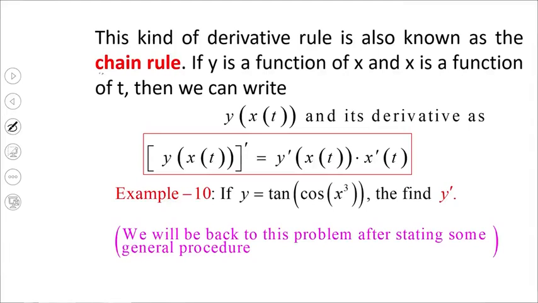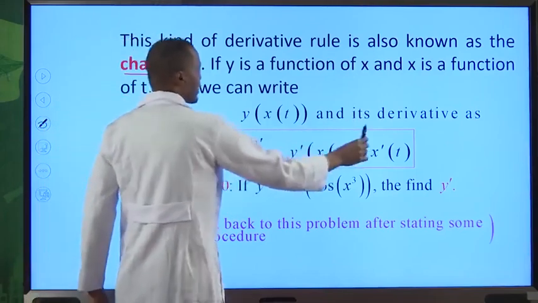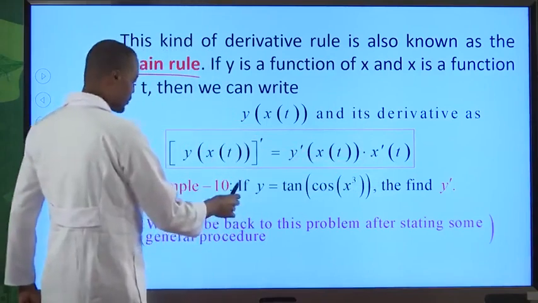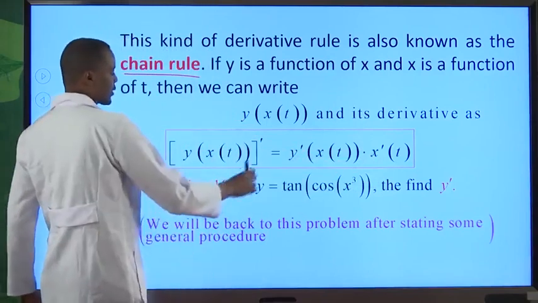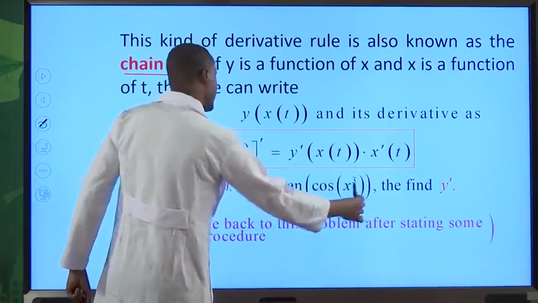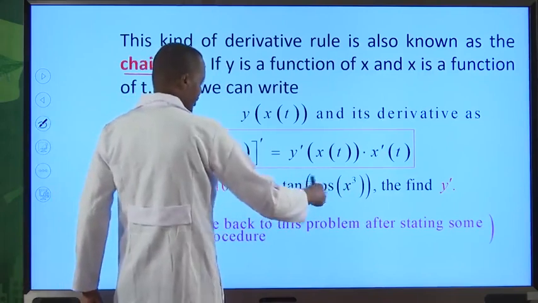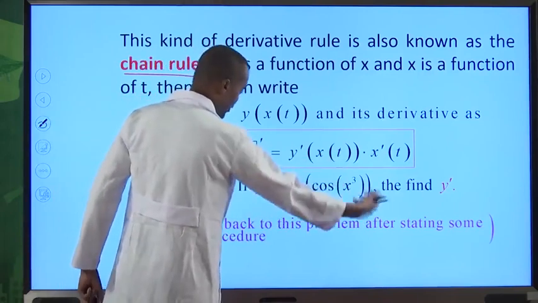This kind of derivative rule is also known as the chain rule. If y is a function of x and x is a function of t, then we can write y of x of t, and its derivative is y' of x of t times x' of t. So, for example, if we have y equal to tangent of cosine of x cubed, an argument of cosine is this polynomial function. An argument of the tangent function is the cosine function, which has in turn an argument of this polynomial function.